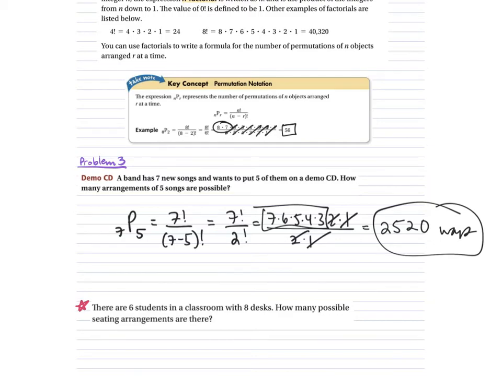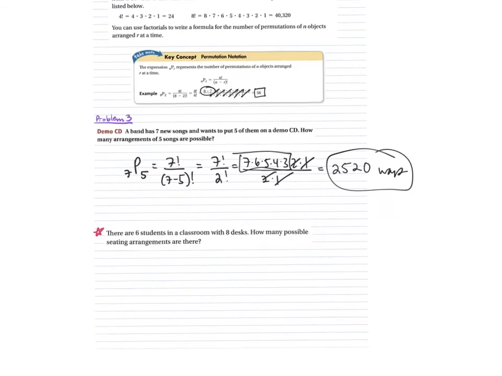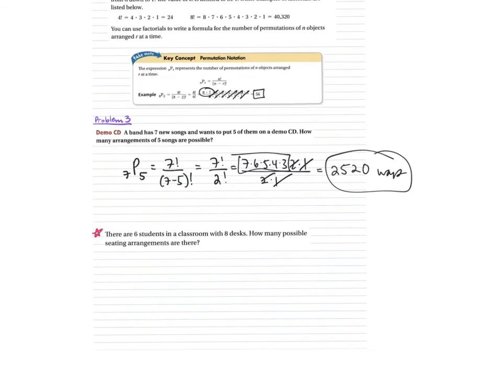Okay, so try this next one on your own. There are 6 students in the classroom with 8 desks. How many possible seating arrangements are there? Press pause, try this on your own, and check back for the solution. Try to do this one by hand. This one's easy enough to do by hand. Oh, no, it's not. Never mind. Sorry, I was thinking it was this one. No. You can try this with Desmos.